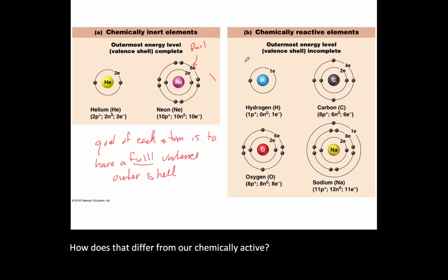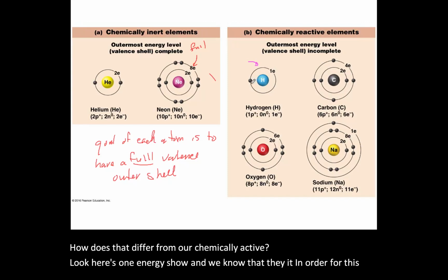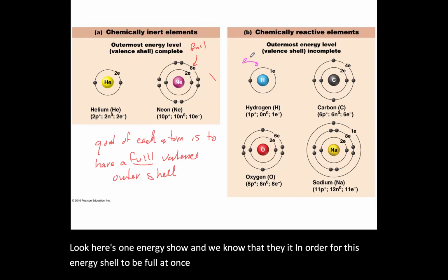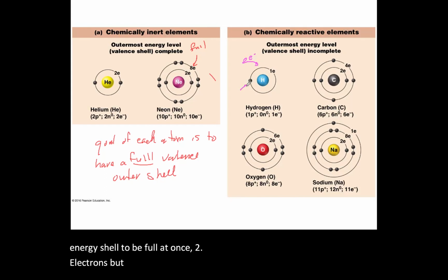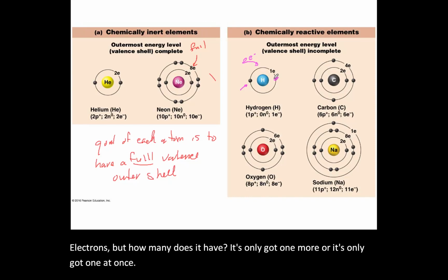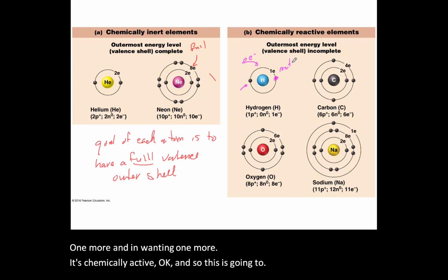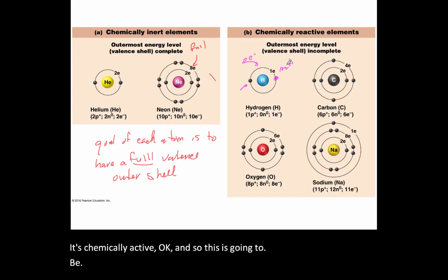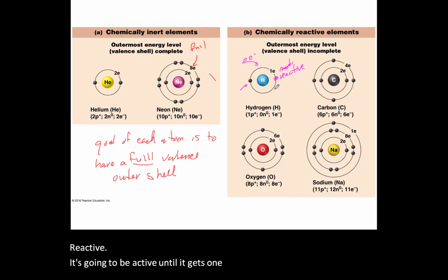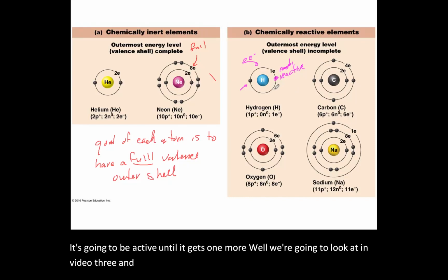elements? Well, look, here's one energy shell, and we know that in order for this energy shell to be full, it wants 2 electrons. But how many does it have? It's only got one. It wants one more, and in wanting one more, it's chemically active. Okay, and so this is going to be reactive. It's going to be reactive until it gets one more. Well, we're going to look at it in video 3 and 4. We're going to look at how this all happens.